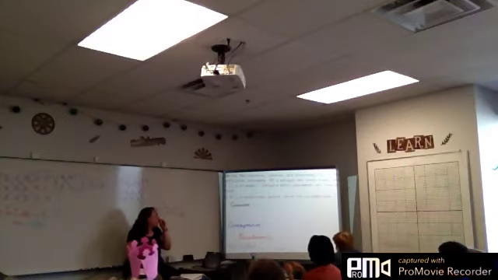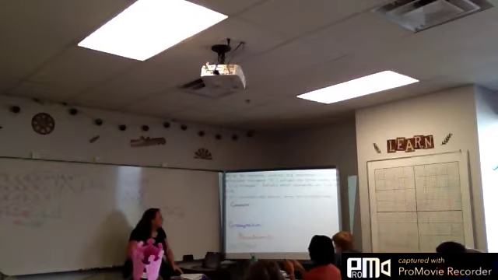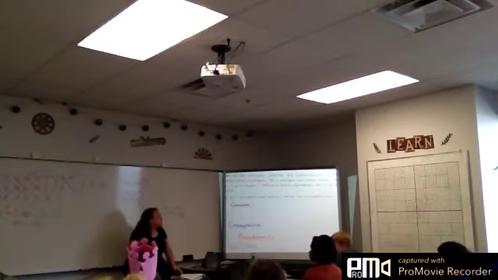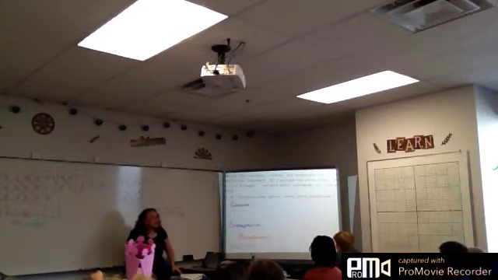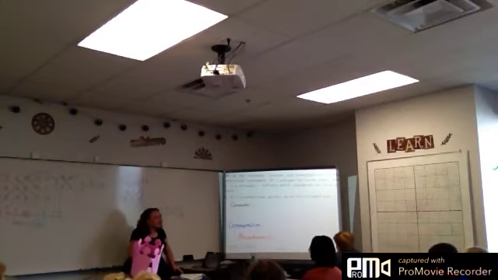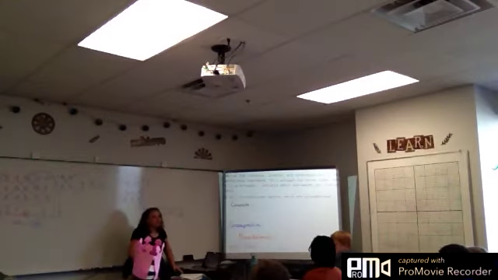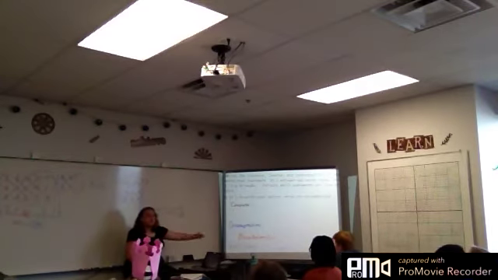Now write the contrapositive. If it is not a triangle, then it's not a polygon with three sides. Good. Now write the inverse. I'm switching the order on you to see if you're doing it. If it is not a polygon with three sides, it's not a triangle. Good. And what would the biconditional be?